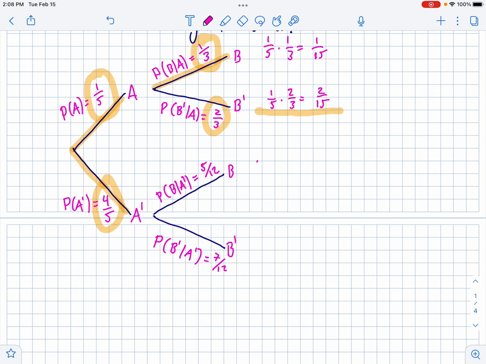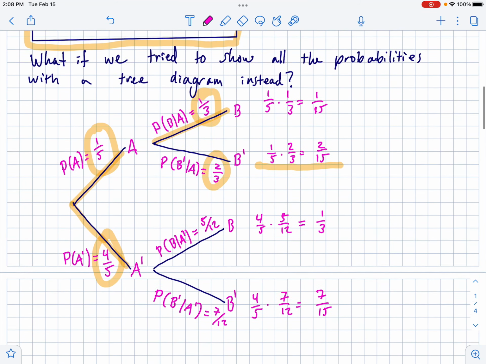7/12. So the end of this branch will be 4/5 times 5/12, which I believe is 1/3, because you get 20 over 60. Yeah, that's 1/3. Then this branch is going to be 4/5 times 7/12, which reduces down to 7/15. Yeah, 7/15.